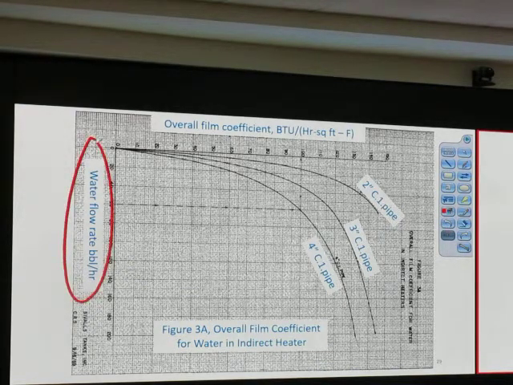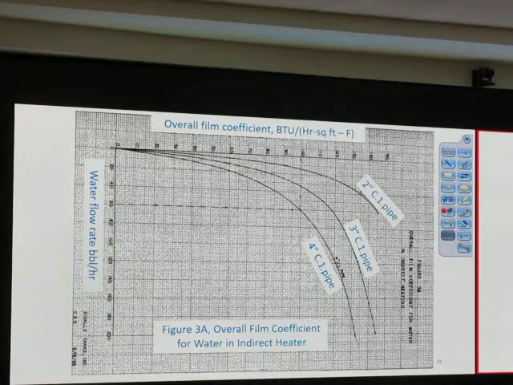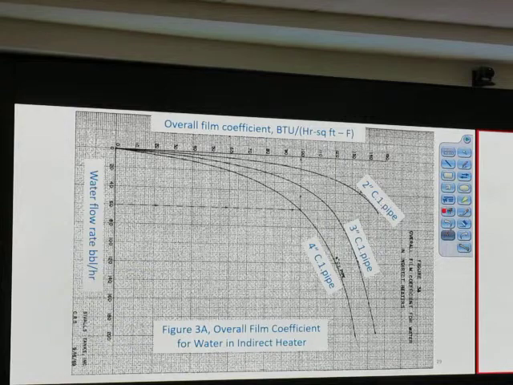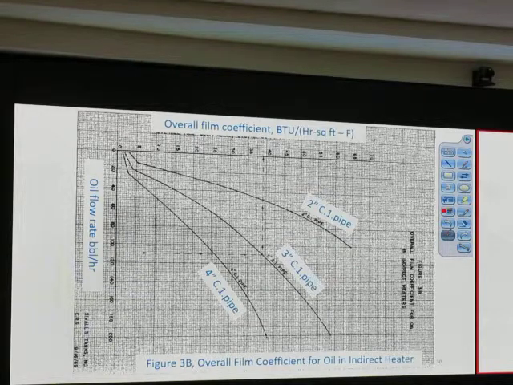Water flow rate. You see water flow rate in the pipe. If we flow fast, depending on what type of pipe we use, then we get the U value. So this looks just like a heater treater. Line heater. Normally a heater treater doesn't operate this way. Okay, this is a little bit more. Overall film coefficient for indirect heater. Indirect heater includes line heater and some types of heater treater, which normally we don't use unless it's corrosive.